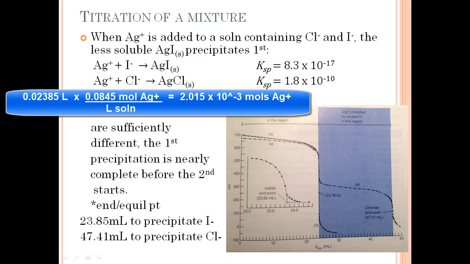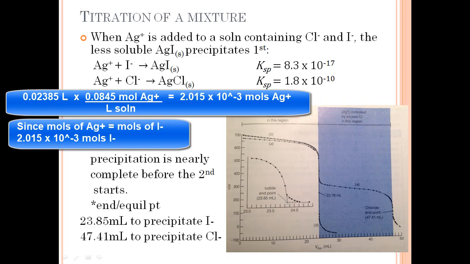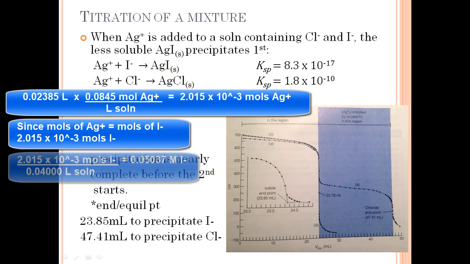Now, the molarity of the iodide in that unknown solution would be the number of moles divided by the volume that the solution had. So it was 40 mL. So you take 2.015 times 10 to the negative 3 moles divided by 0.04000, and that'll give you the molarity of the iodide.